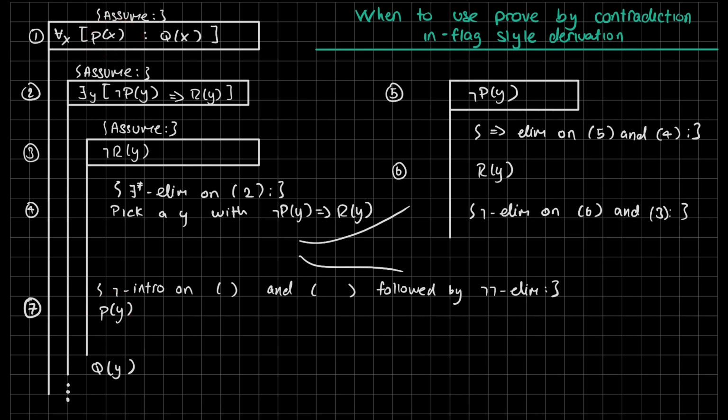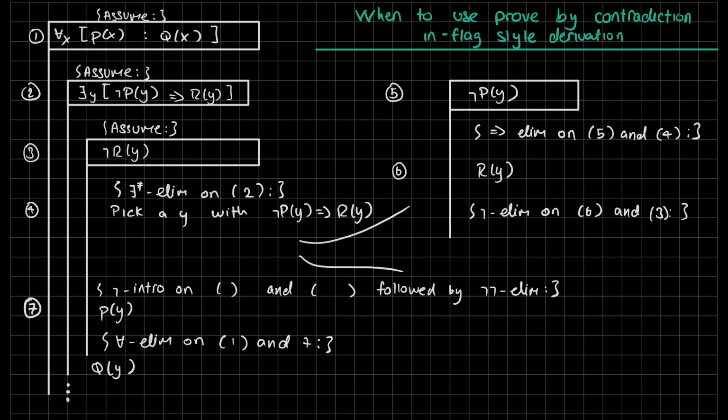So the only thing we need to do right now is just to write the hint, which is for all elim, and this is on line 1 and 7. And now we're done because that gives us q of y.